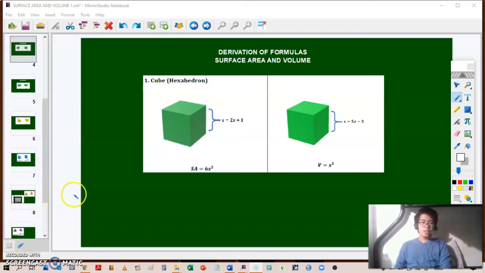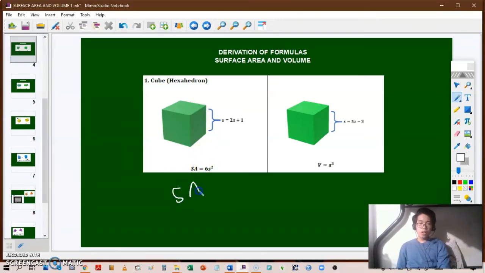Now guys, let's discuss how to get the formula for the surface area and the volume of any type of solid figure, of the different types of solid figures that we have. The first one that we commonly know is the hexahedron. The most common term used to identify a hexahedron is a cube. A cube, as we all know, is a solid figure that has all of its sides congruent.